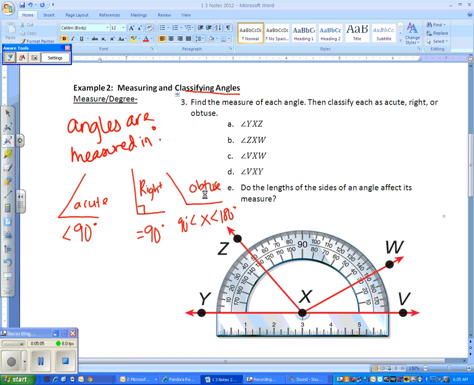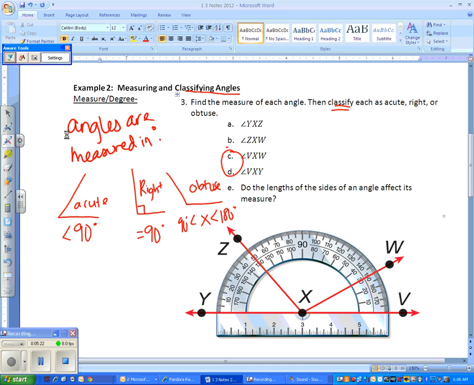Okay, so I'm going to do A and B, and then you guys are going to do C and D on your own. We're going to use this protractor, and you're going to find out how big the angle is, and then decide whether it is an acute, a right, or obtuse angle. That's what I mean when I say classify.